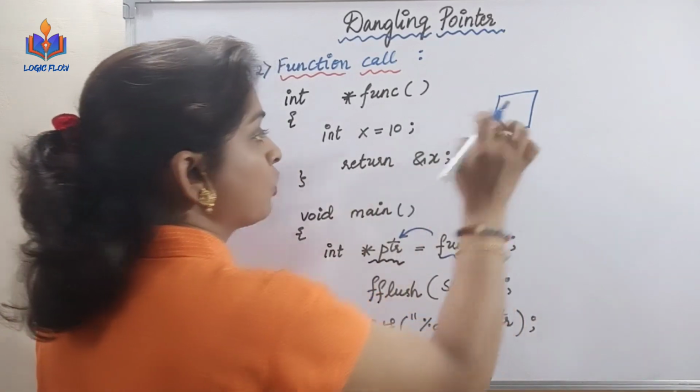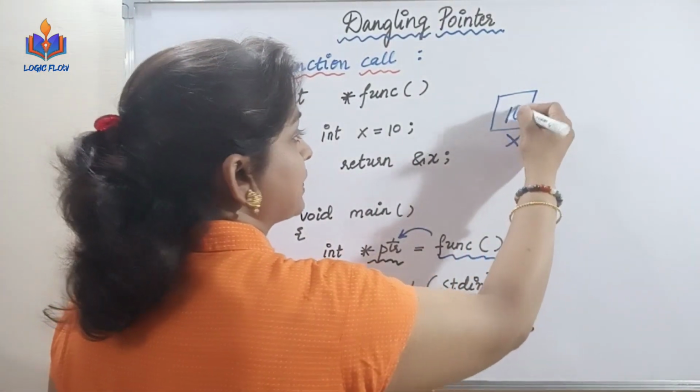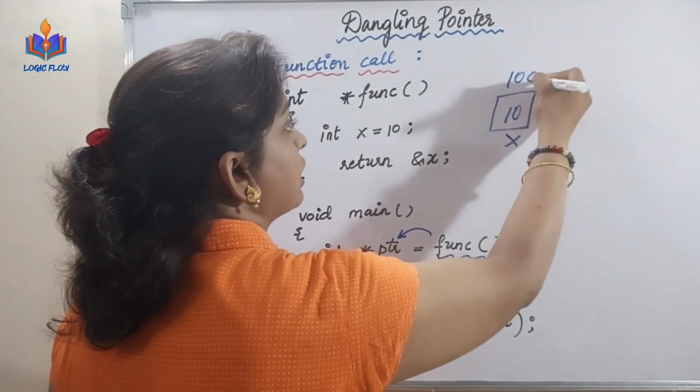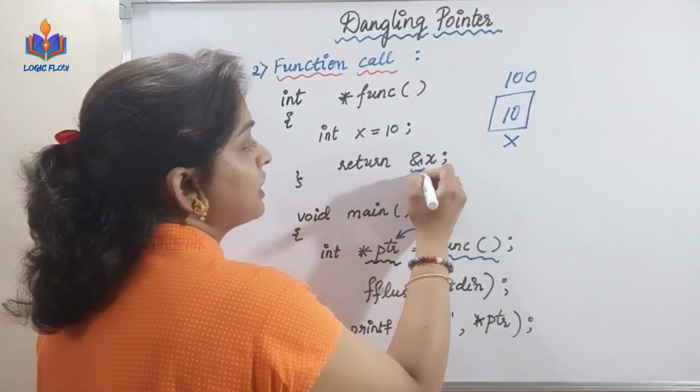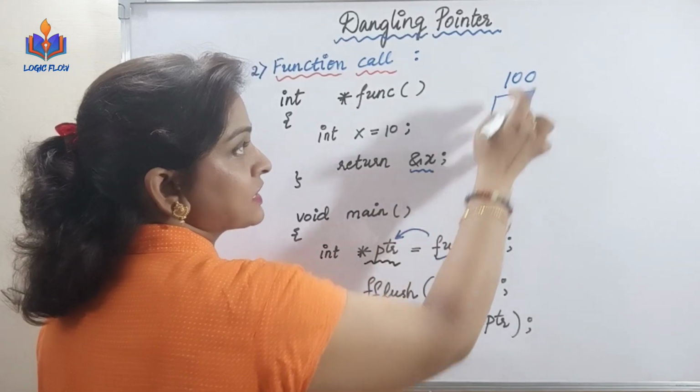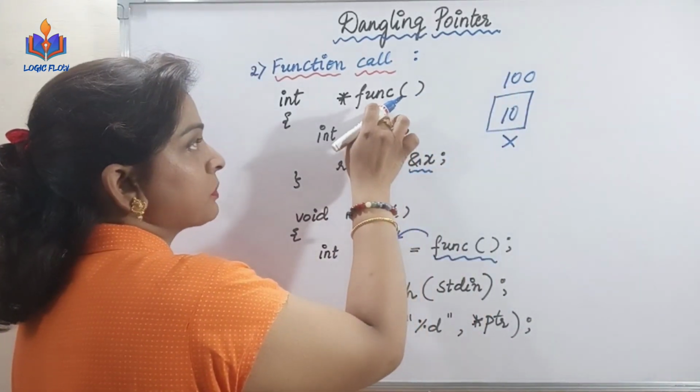I have created a local variable x and the value stored in that is 10. Say the address is 100 for this. Then what I'll do? I'll say return the address of x. So what is the address of x? It is 100. So it is a function which is returning a pointer.